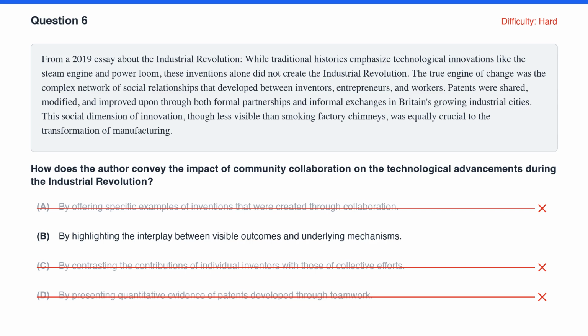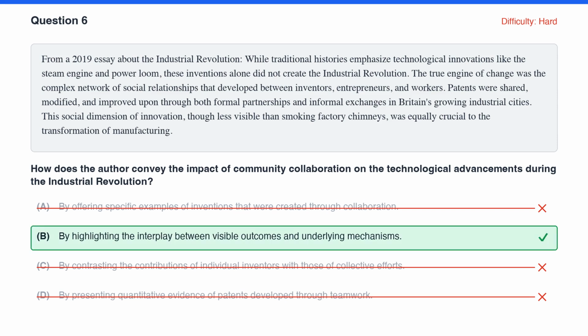Choice C is wrong because the author does not contrast lone inventors with collective efforts. Instead, the focus is on how social ties surrounded all innovation. Choice D misses because no statistics or numerical data on patents are offered, only a qualitative description of how patents were exchanged. Choice B fits precisely.